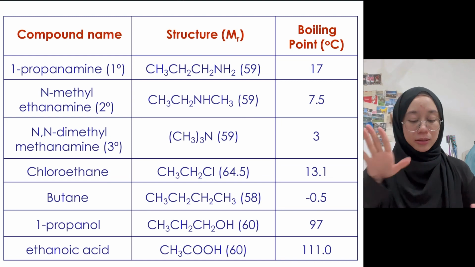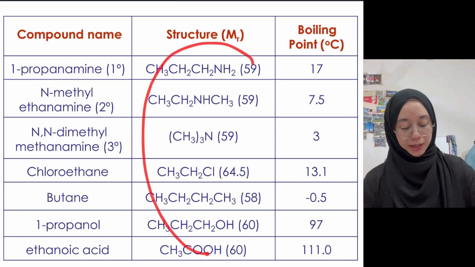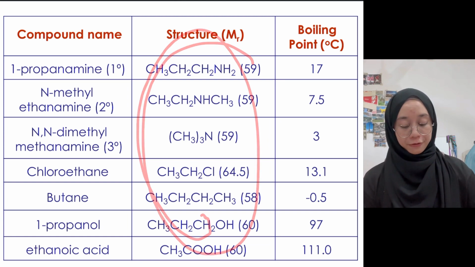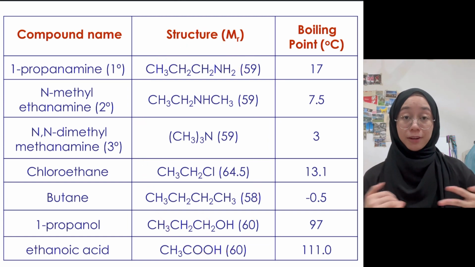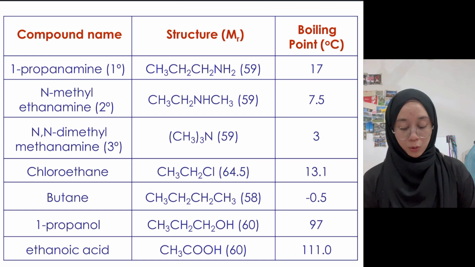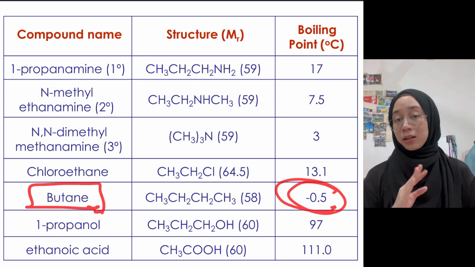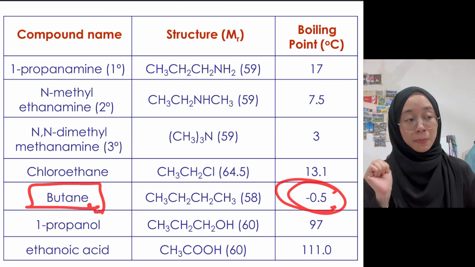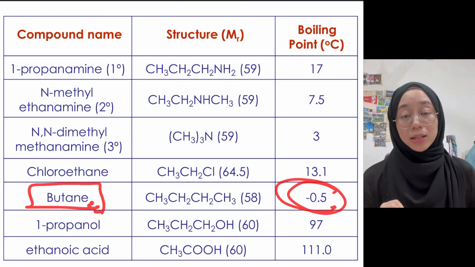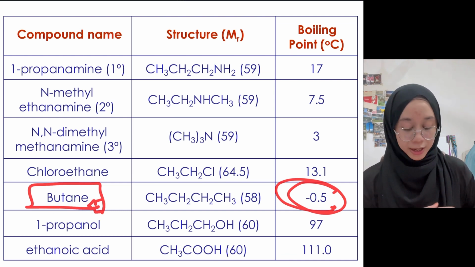Alright, so as you can see here, sini kita ada compound, ada banyak compound dekat sini, ada 7 compound with a very similar molecular weight. Semua ni around 59 to 65 dia punya molecular weight. Tapi we can see that the boiling point adalah sangat berbeza. The lowest one ada dekat sini, negative 0.5. That is because it is a butane, alkane. Alkane has only London forces saja. It only has the weak London forces. It is a non-polar molecule kan, so it has the lowest boiling point.